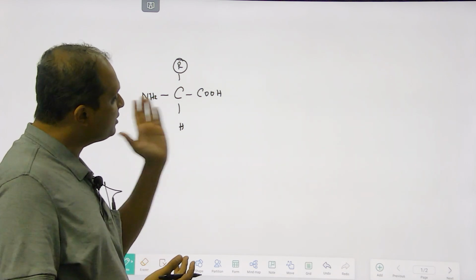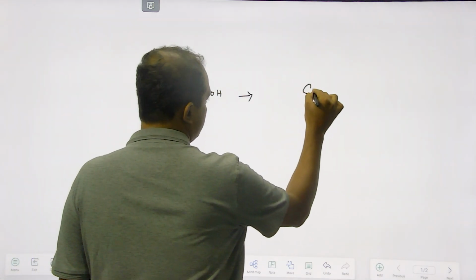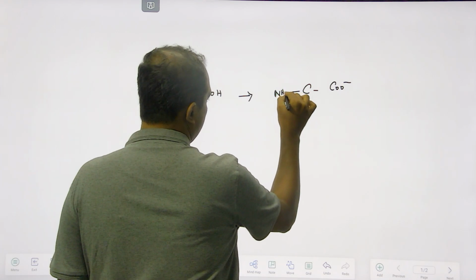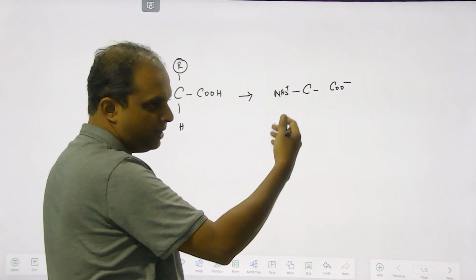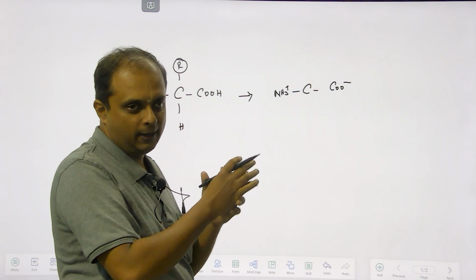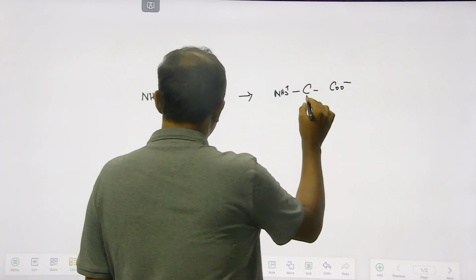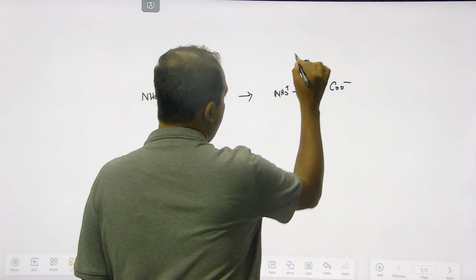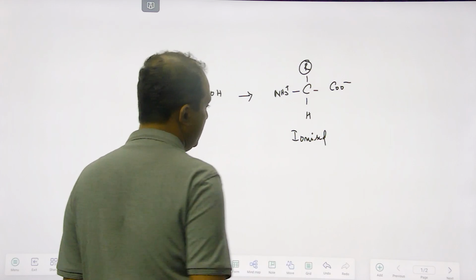In case this gets ionized, what happens here is this becomes COO minus and NH3 plus. There is chemistry behind getting this NH3 plus, like lone pair electrons, etc., but I'm not getting deeper into that. And you have an H and you have an R. So this is the ionized form, and this is the unionized form.